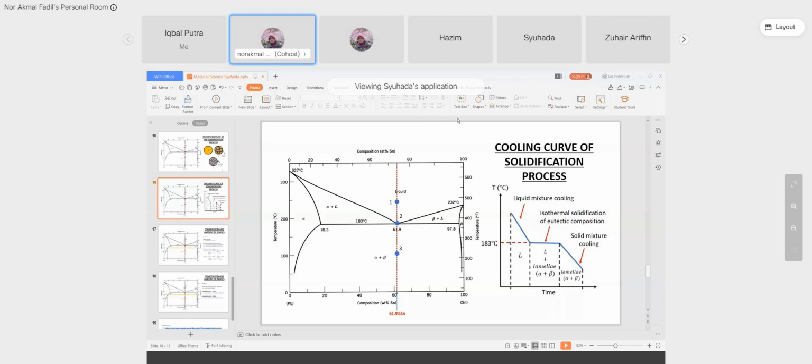Okay, means that at the constant temperature, at the isothermal reaction, the transformation into lamella alpha plus beta. Outside that region, outside that range, it won't show any transformation. Thank you. Okay, right, good.